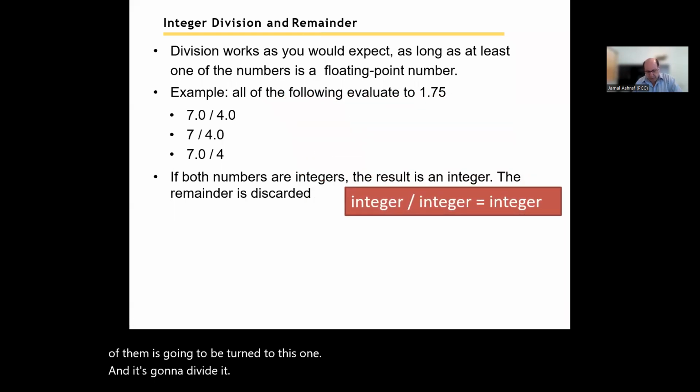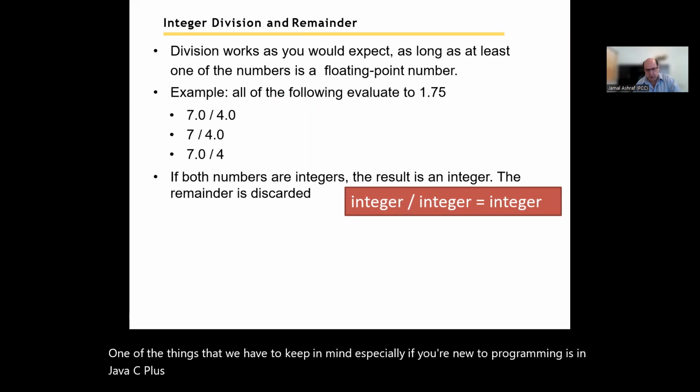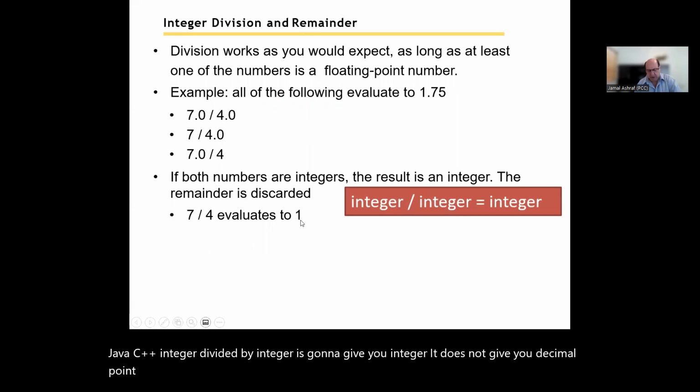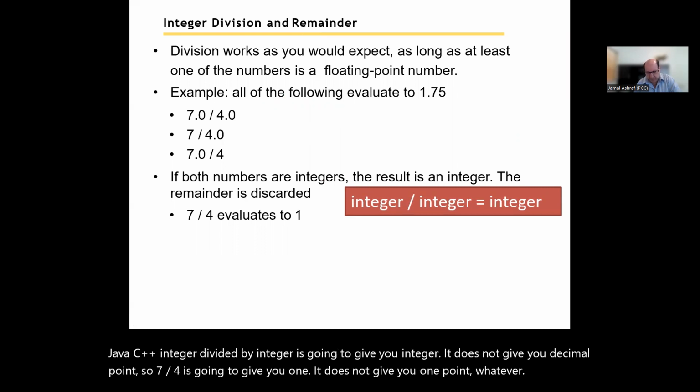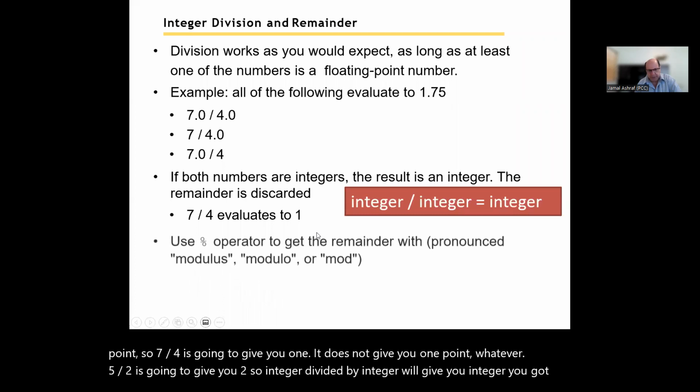One of the things that we have to keep in mind, especially if you're new to programming, is that in Java and C++, integer divided by integer is going to give you integer. It does not give you a decimal point. So 7 divided by 4 is going to give you 1. It does not give you 1 point whatever. 5 divided by 2 is going to give you 2. So integer divided by integer will give you integer. You got to keep that in mind.